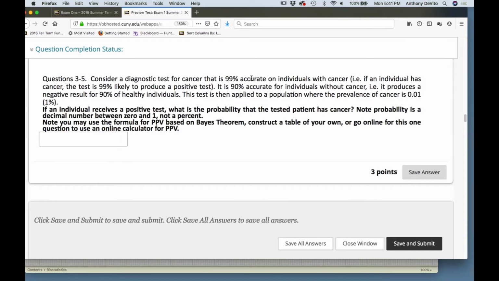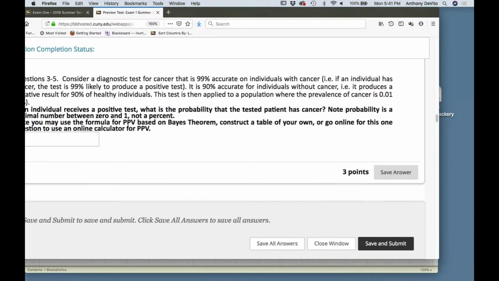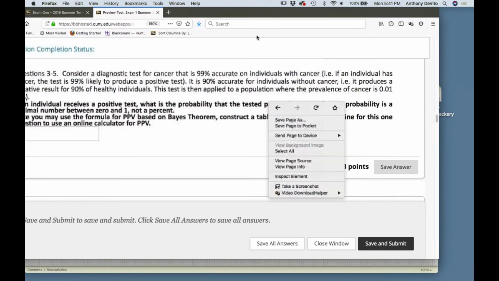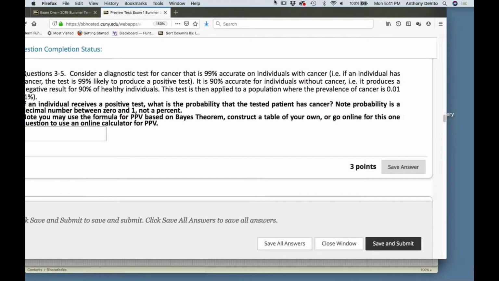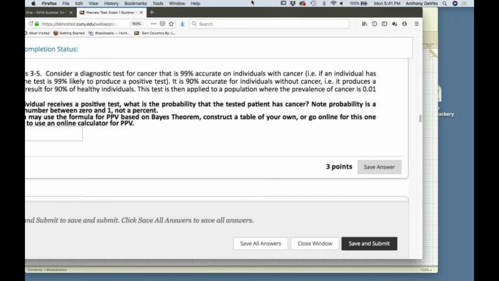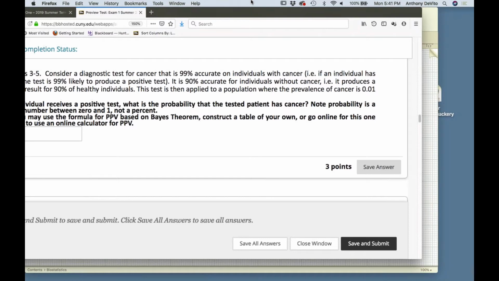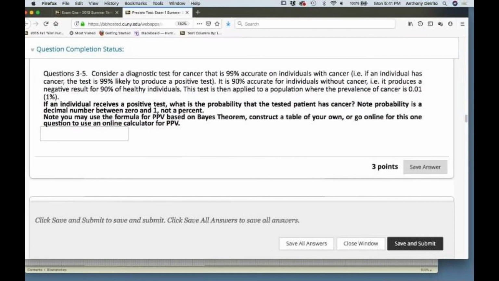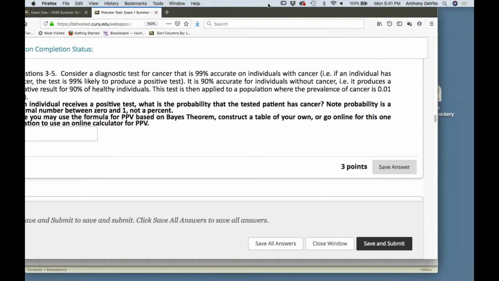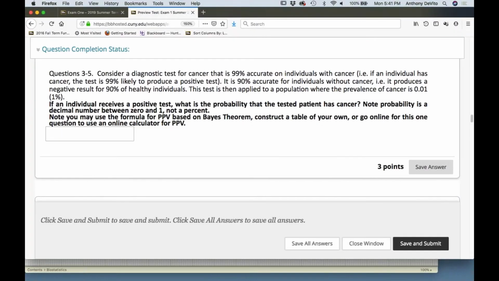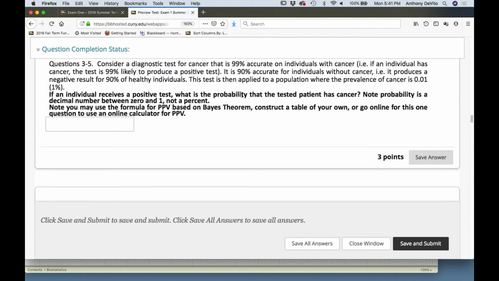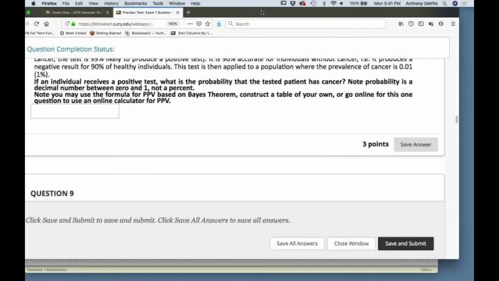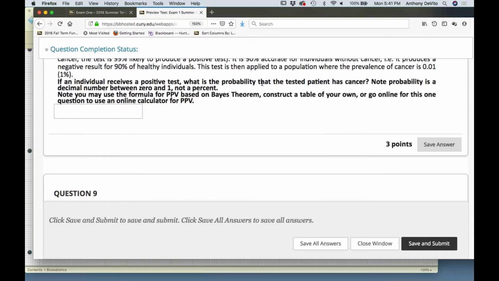Consider a diagnostic test for cancer that is 99% accurate on individuals with cancer. If an individual has cancer, the test is 95% likely to produce a positive test, hence the definition of sensitivity, and it's 90% accurate for individuals without cancer. It produces a negative result in 90% of healthy individuals. This test is then applied to a population with a prevalence of 1%. If an individual receives a positive test, what is the probability that the tested patient has cancer? Probability is a decimal number, and so on and so forth.